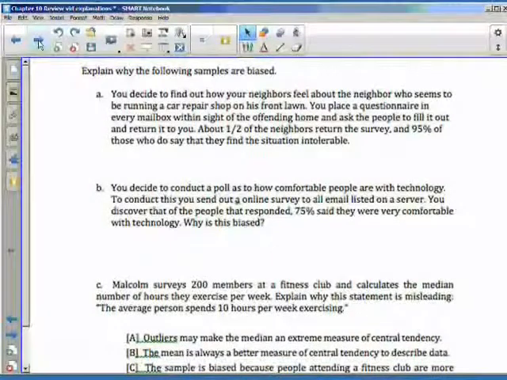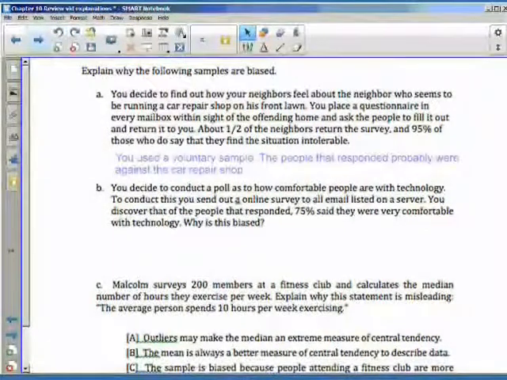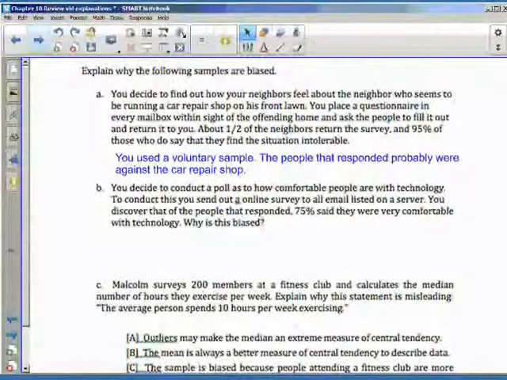And now we're going to look at some bias situations where the data might be accurate, but they haven't really tried to make it representative of an entire, objective sample. So you decide to find out how your neighbors feel about the neighbor who seems to be running a car repair shop on his front lawn. You place a questionnaire in every mailbox within sight of the offending home and ask the people to fill it out and return it to you. About half of the neighbors return the survey, and 95% of those who do say that they find the situation intolerable. Well, this is a little bit misleading because you used a voluntary sample and you only took information on those who had opinions. The people that responded probably were against the car repair shop.